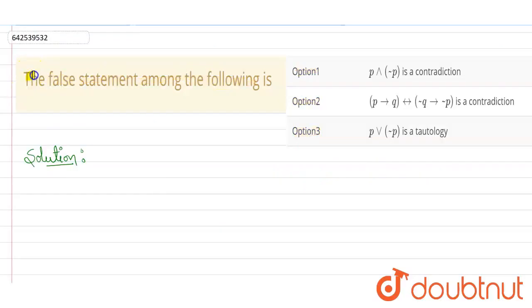Hello everyone, this is the given question, and in this question we have to find the false statement among the following three options. There are three options given to us, option 1, 2 and 3, and from these three options we have to select the false one. Okay, so let's start.